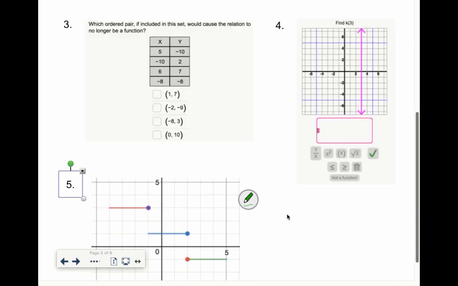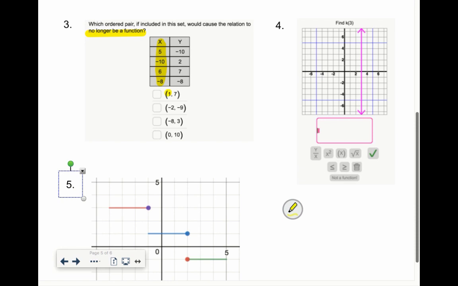Example 3 says, which ordered pair, if included in the set, would cause the relation to no longer be a function? So this is going back to functions. So if you remember, with functions, we're looking at our x's. So right now, those x's do not repeat. In order to keep it a function, we can't have them repeat. The question says, which ordered pair, if included in the set, would cause the relation to no longer be a function? So that means that one of my x values has to repeat. So which point down here makes one of my x values repeat?